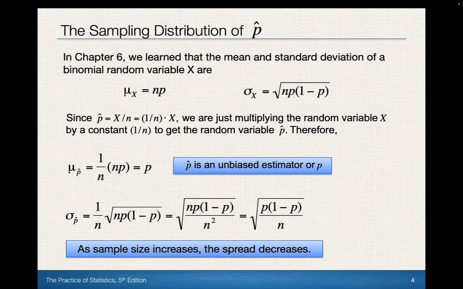Well, as I said before, if we consider this as if we are transforming the distribution by multiplying it by a constant, in this case 1 over n, well then really what we're doing is we're taking our original binomial distribution and we're going to multiply it by 1 over n to get the center of our sampling distribution for proportions.